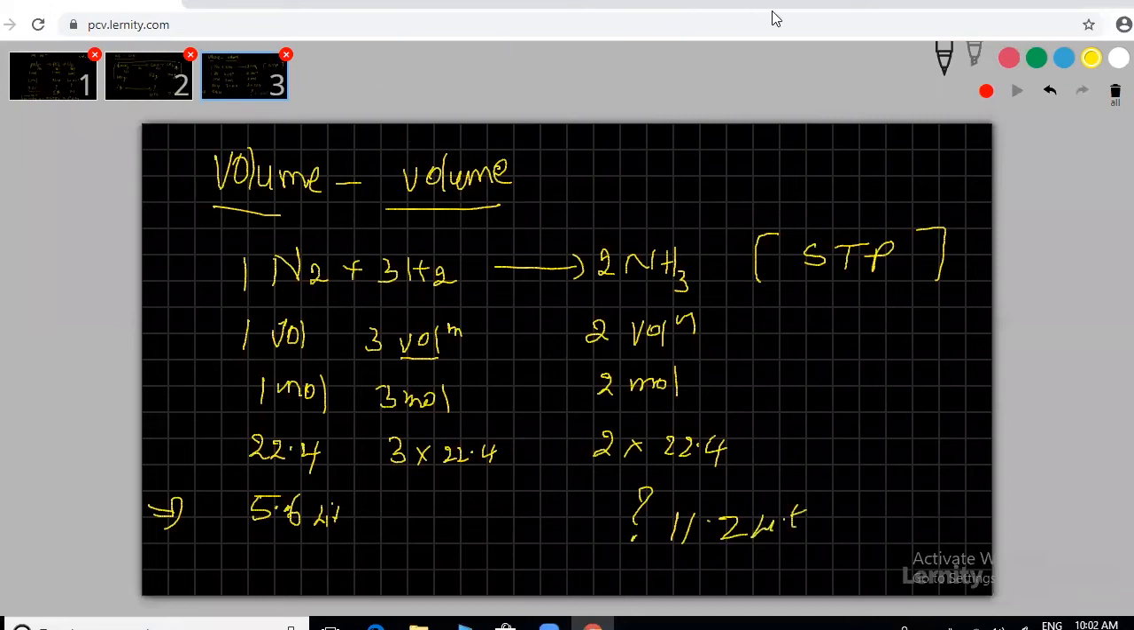I think the next one is weight volume. Next one, weight volume relation. Is it correct? Next heading. Fine.